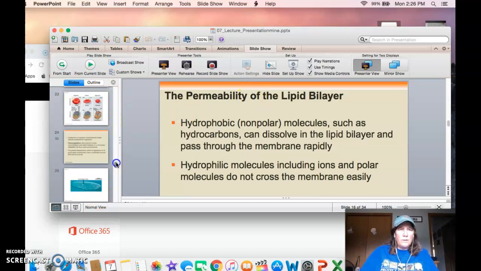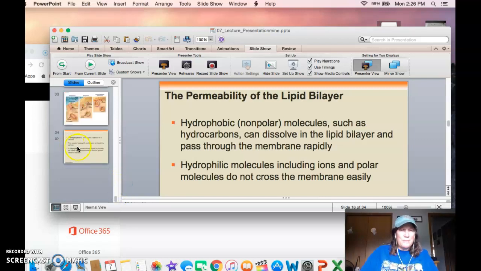There's a picture there that shows you the diagram, and then there's one more slide about it, and just read through those because I'm going to run out of time.